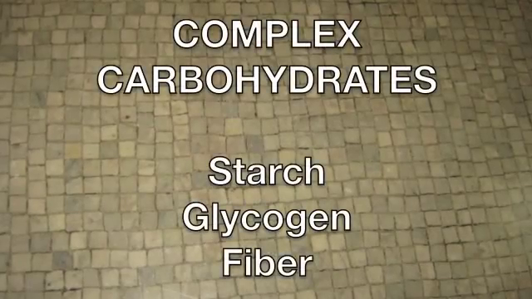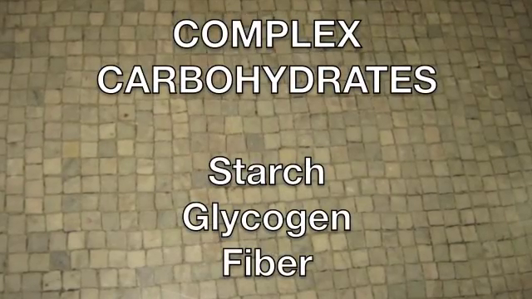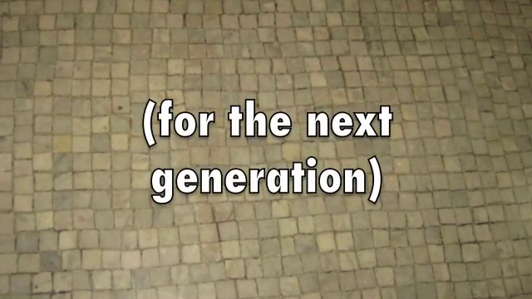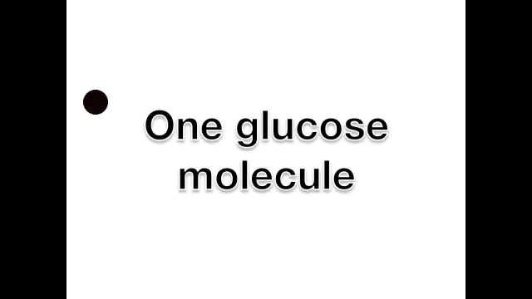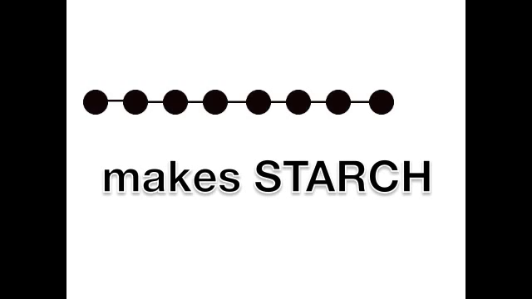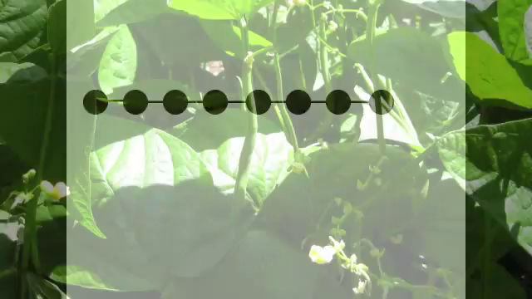We're ready to move on to complex carbohydrates, of which there are three kinds. Let's start with starch. Starch is composed of a long chain of perhaps 300 glucose molecules. This solid black circle represents one glucose molecule. As I said, starch is composed of many glucose molecules bonded together. That straight line you see represents the bonds that join one glucose molecule to another.